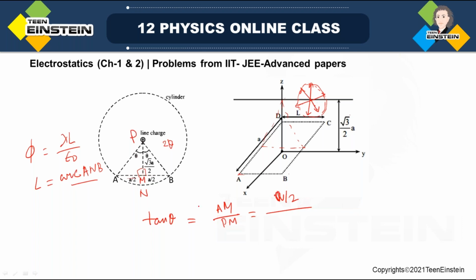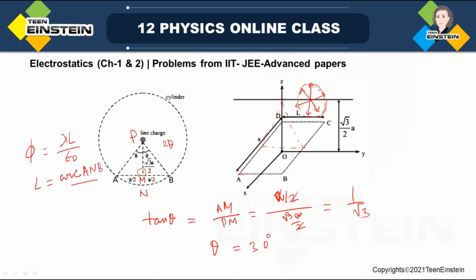And PM is root 3 a by 2. So this 2 goes up, this also goes up. So 1 by root 3. That means theta will be 30 degree, because tan 30 degree is equal to 1 by root 3. So the total angle will be 2 theta, which is actually 60 degree.